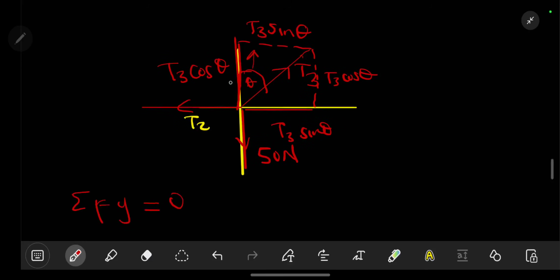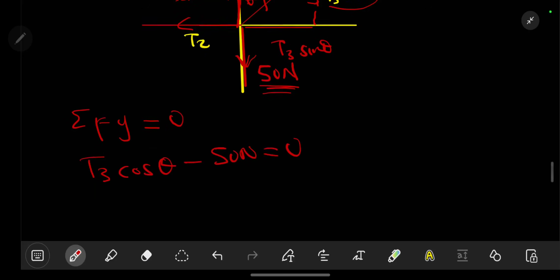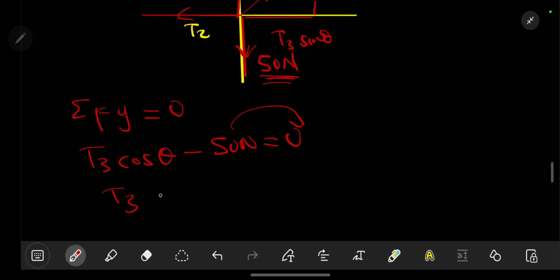Now we can say summation of forces, let's begin with the y, is also equal to 0. So the one acting upwards in this case is our T3 cos of theta. As you can see, that's the one that is acting upwards. So we can say T3 cos of our angle theta minus the one acting downwards is our 50 newtons. So we have 50 newtons should be equal to 0. Take the 50 the other side, it will be T3 cos of our theta should be equal to our 50 like that.